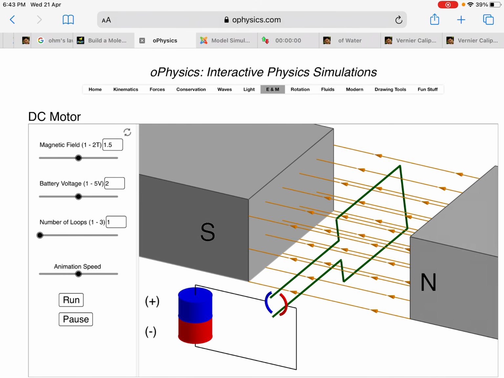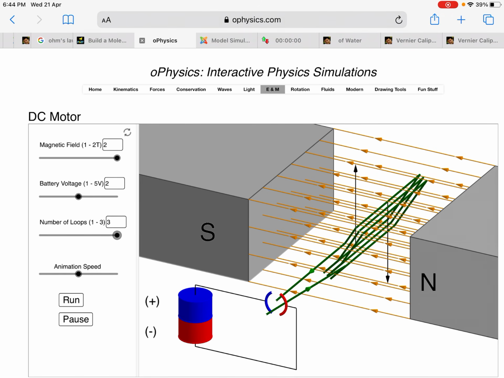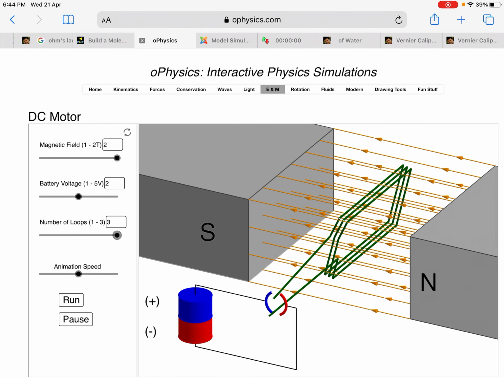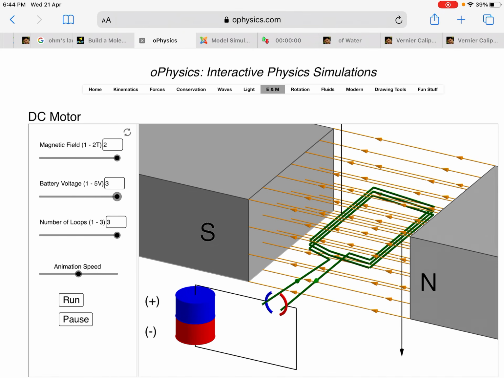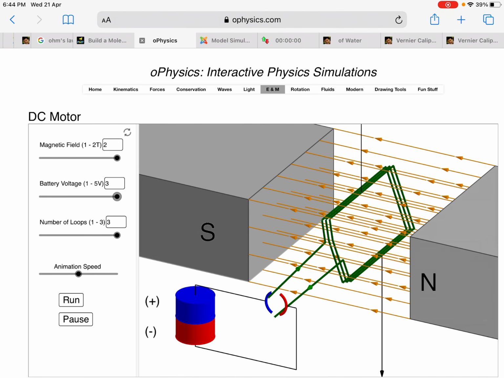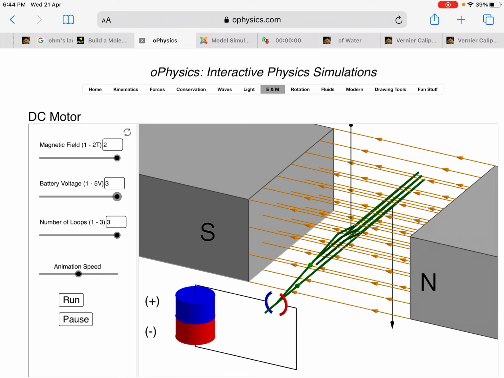I can increase the speed of rotation by increasing the magnetic field. You can see that the speed increases. Or I can increase the number of loops. Just now it was just one loop, now it has many loops. Or I can increase the amount of current flowing in the coil, and hence increase the speed of rotation.